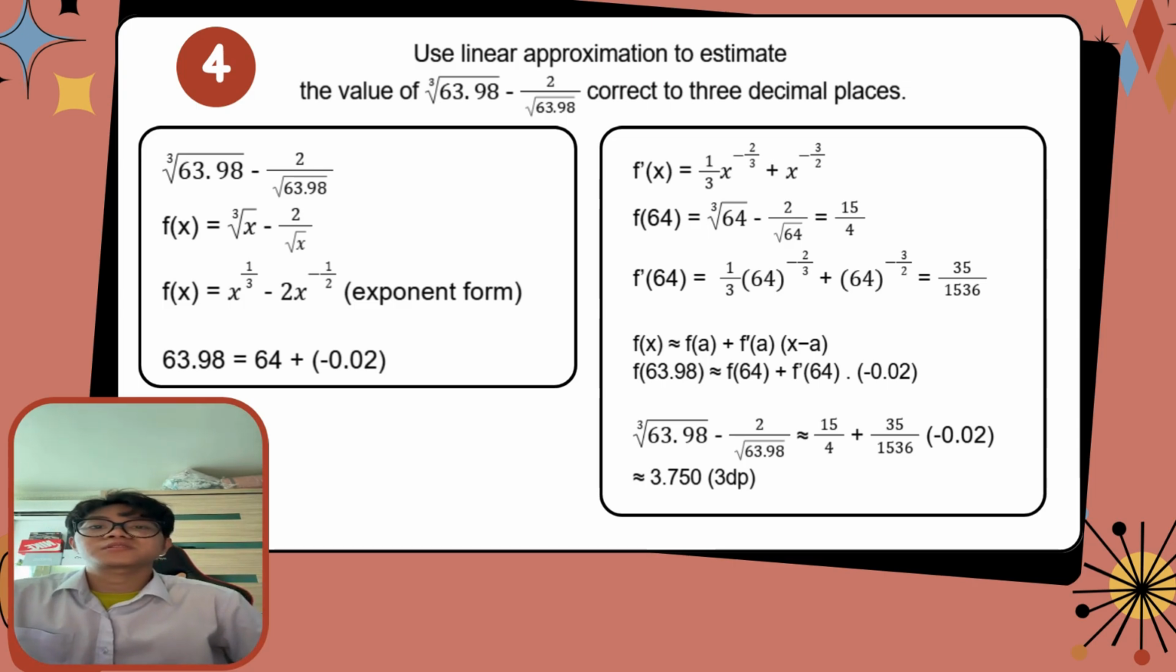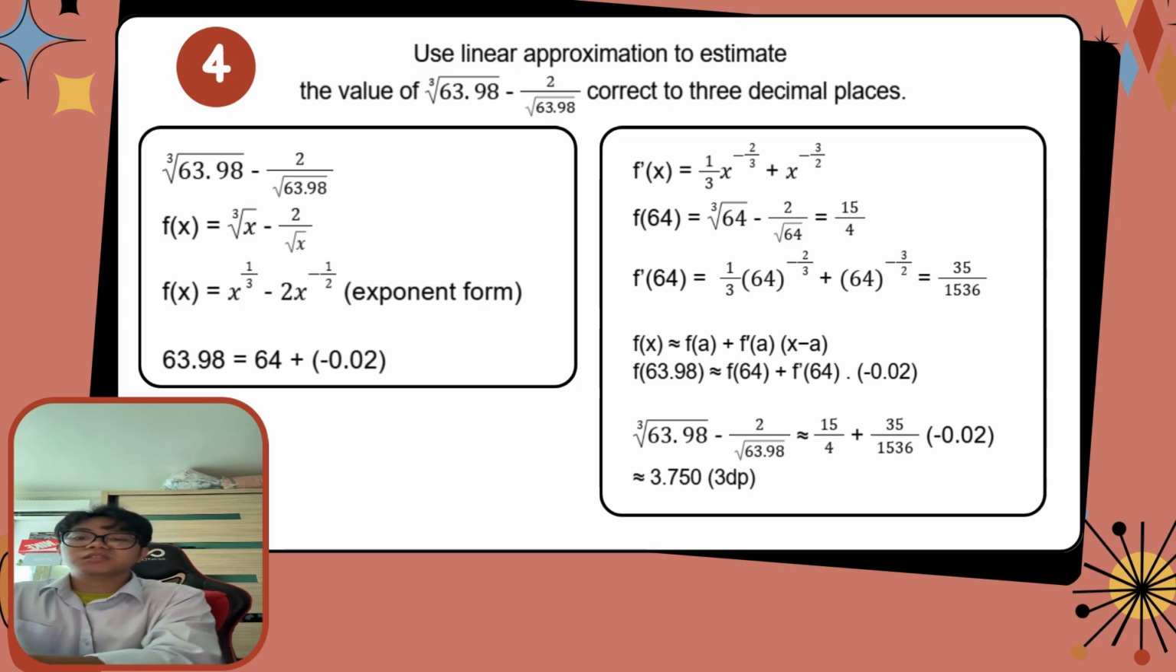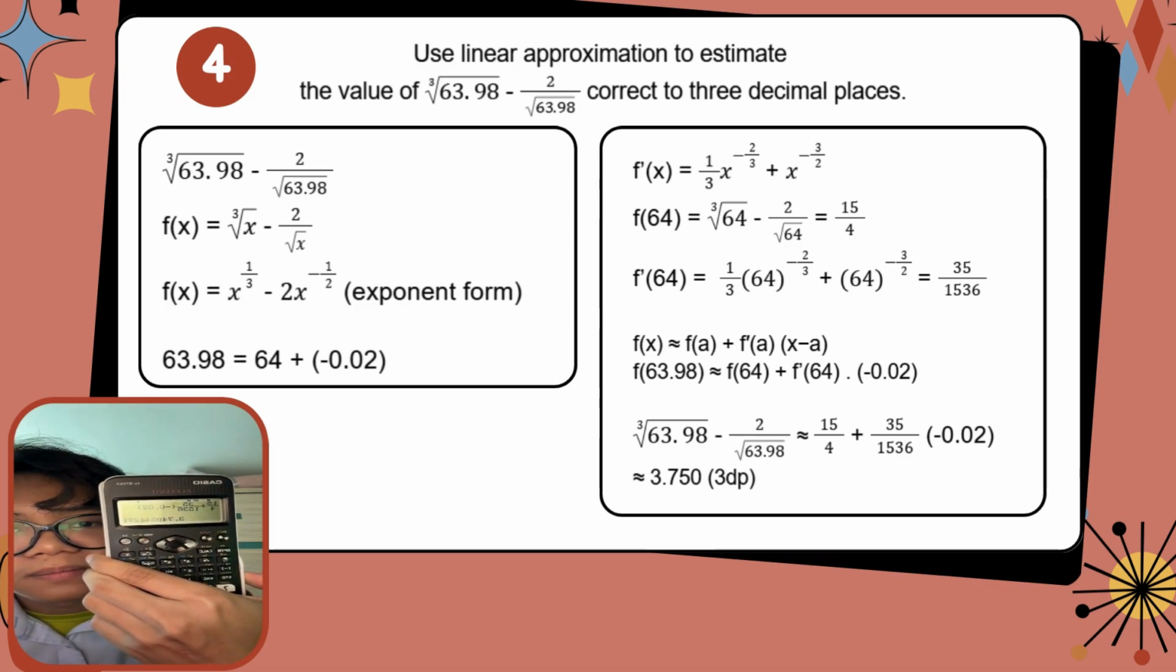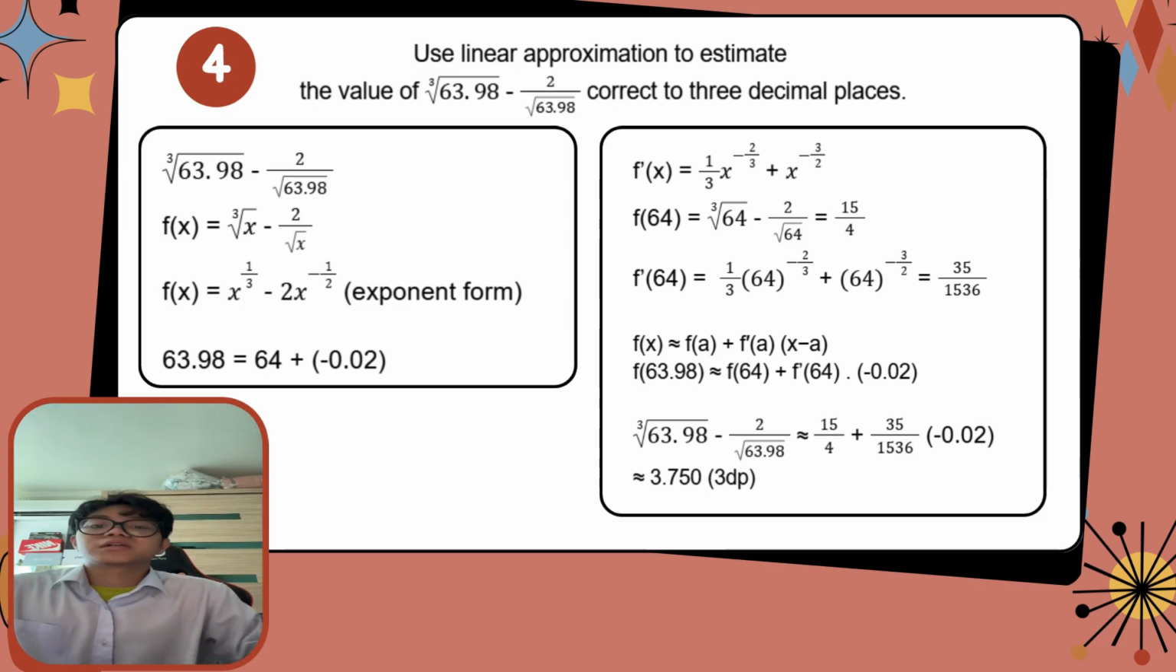Then we need to use the linear approximation formula, which is, as you can see, there. I'm going to use f(64) plus f prime of 64 multiplied by negative 0.02, and as you can see, it's 15 over 4 plus 35 over 1536 multiplied by negative 0.02, and then we will get the answer, which is 3.7495, and then yeah, that's the answer. And lastly, we will round the final answer to 3 decimal places like the question wanted. And yeah, that's all from me. The final answer will be 3.750, to 3 decimal places. Thank you.